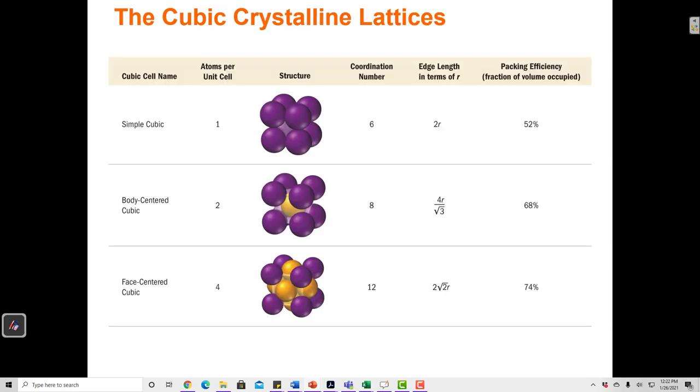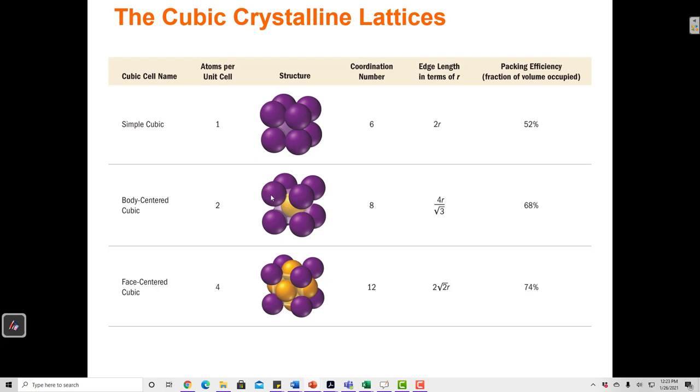Now what does that mean? Let's look at some simple cubic structures here. In a cubic unit cell, we have the distance between atoms. Here's an atom and here's an atom. The distance between these lattice points is equal to the distance between these lattice points, which is equal to the distance between these lattice points. So A equals B equals C, and all of these angles are 90 degrees. So this is a cubic unit cell.